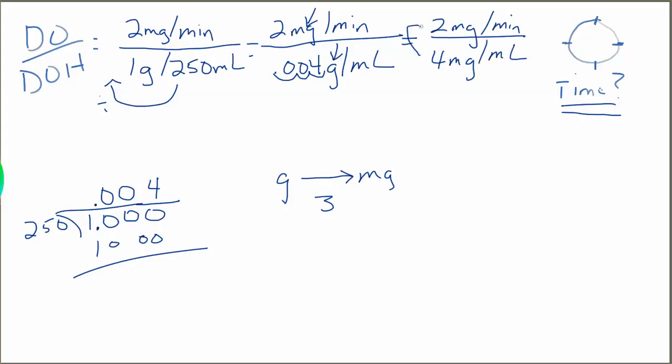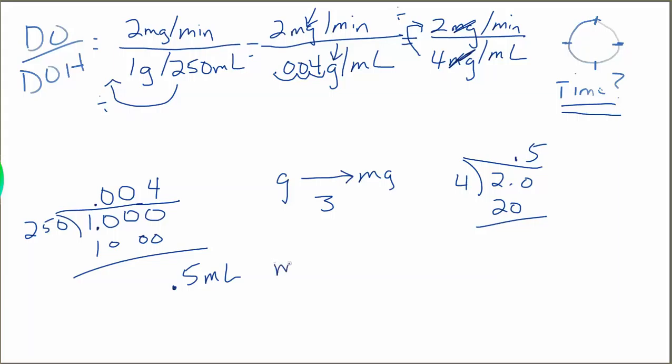So back to our typical, nothing has changed. We're doing the same thing we always do, get rid of the things we have in common. The bottom goes on the outside of the division bracket. You will see that this comes out to 0.5. So what we know now is we have 0.5 milliliters. But the question still remains, how do we do this in time? How do you get this medication to infuse into a patient each minute?